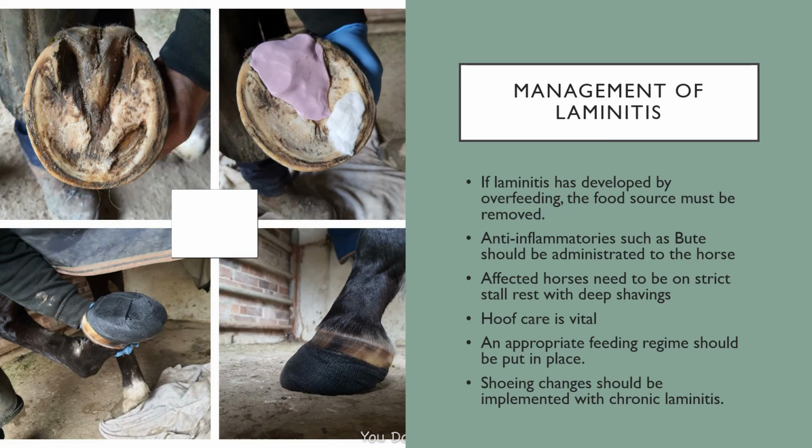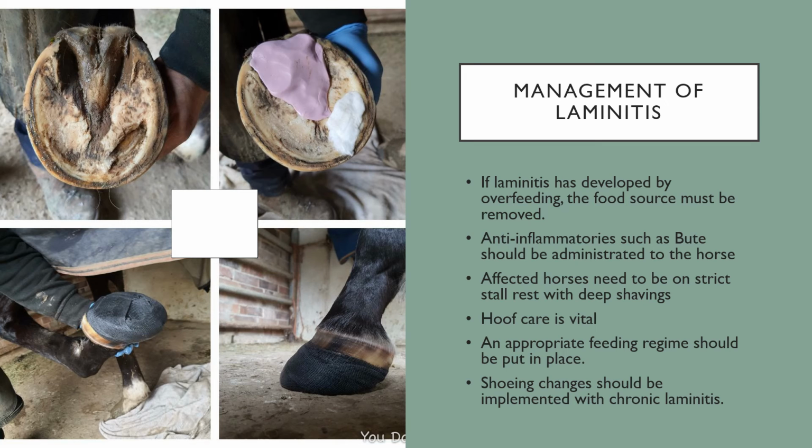Shoeing changes should be implemented with chronic laminitis. Vets and farriers should recommend providing heel and frog support using pads and pour-ins. This will reduce the stresses on the laminae and minimize stretching of the white line. In the picture here we can see the examples of the pour-ins and the uses of pads.